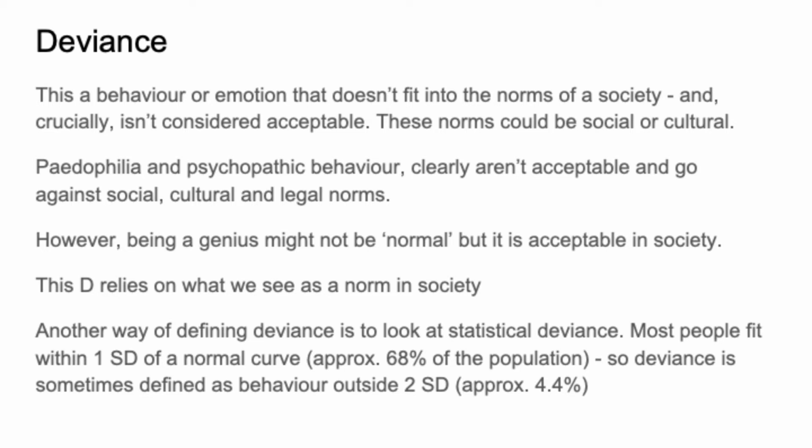Another way of defining deviance is to look at statistical deviance. Now, you've met standard deviation before. Most people fit within one standard deviation of a normal curve, so approximately 68% of people fall under that one standard deviation, plus or minus the mean. So deviance is sometimes defined as behaviour outside two standard deviations from the mean, so plus or minus two standard deviations from the mean, and what that gives you is approximately 4.4% of the population.